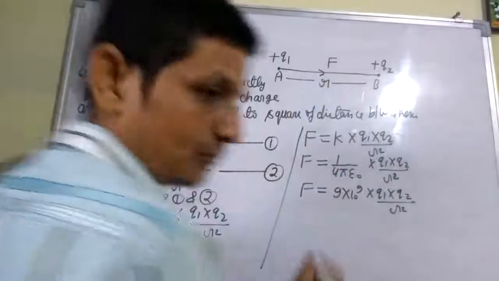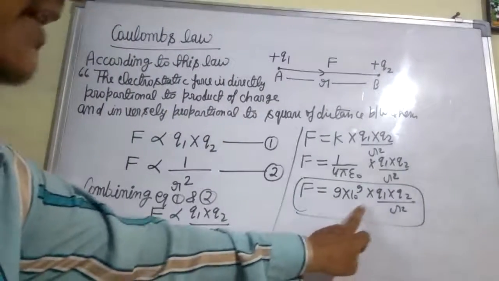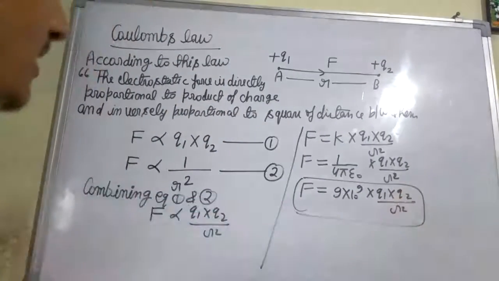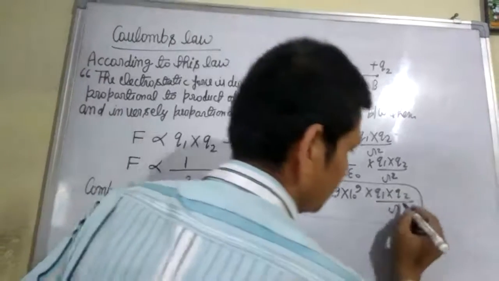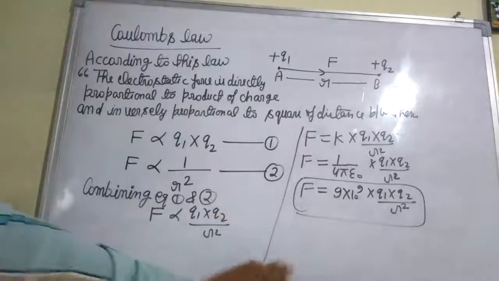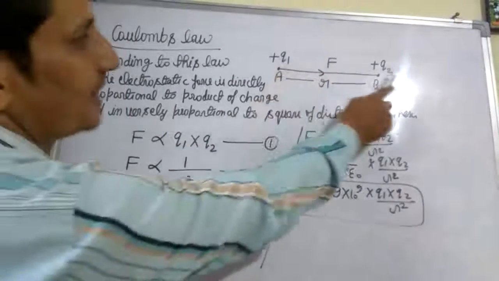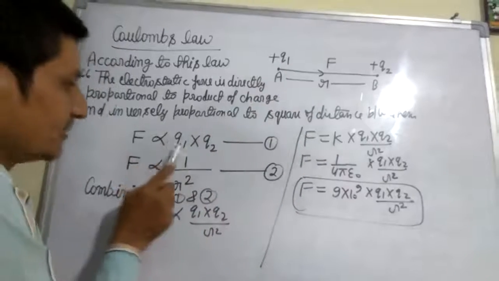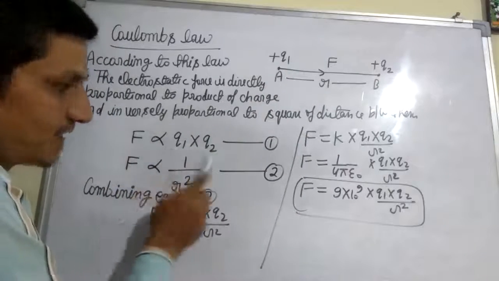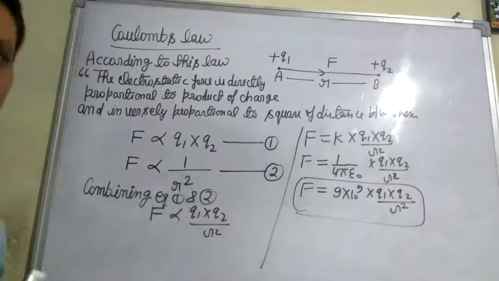F is equal to, dear student, 9 into 10 power 9 Q1 into Q2 upon R square. So student, this is Coulomb's law. I am telling you once more Coulomb's law: the electrostatic force acting between 2 point charges is directly proportional to the product of charges and inversely proportional to the square of distance between them. Okay students.